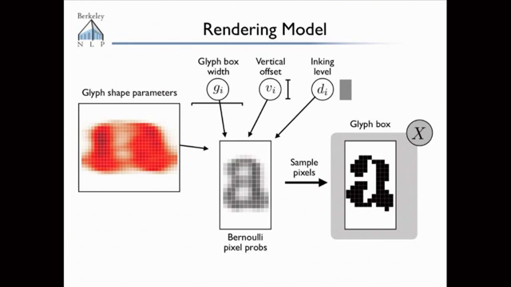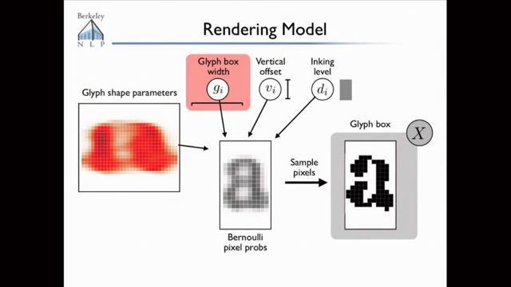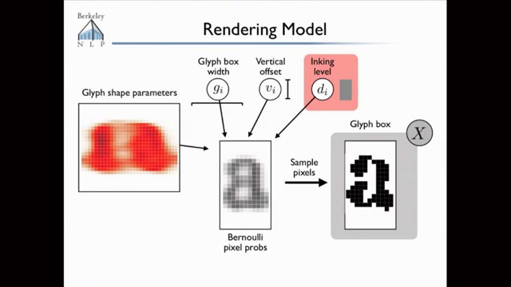The special thing about this approach is that our parameterization of glyph shape is independent of the particular width, offset, and inking level for the token we're trying to generate. That means we can fix the glyph shape parameters in the model and then vary the glyph box width to produce tokens with different widths. We can change the vertical offset to generate tokens with different baselines, and we can change the inking level to generate tokens with different levels of ink, all while keeping the shape of the glyph the same.